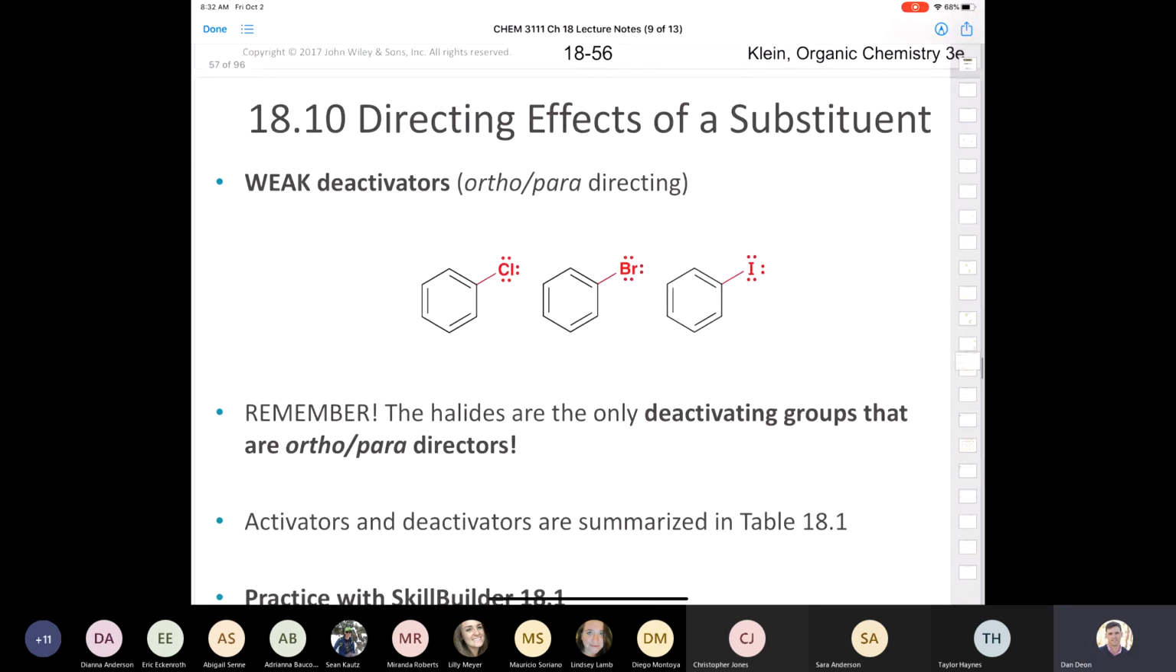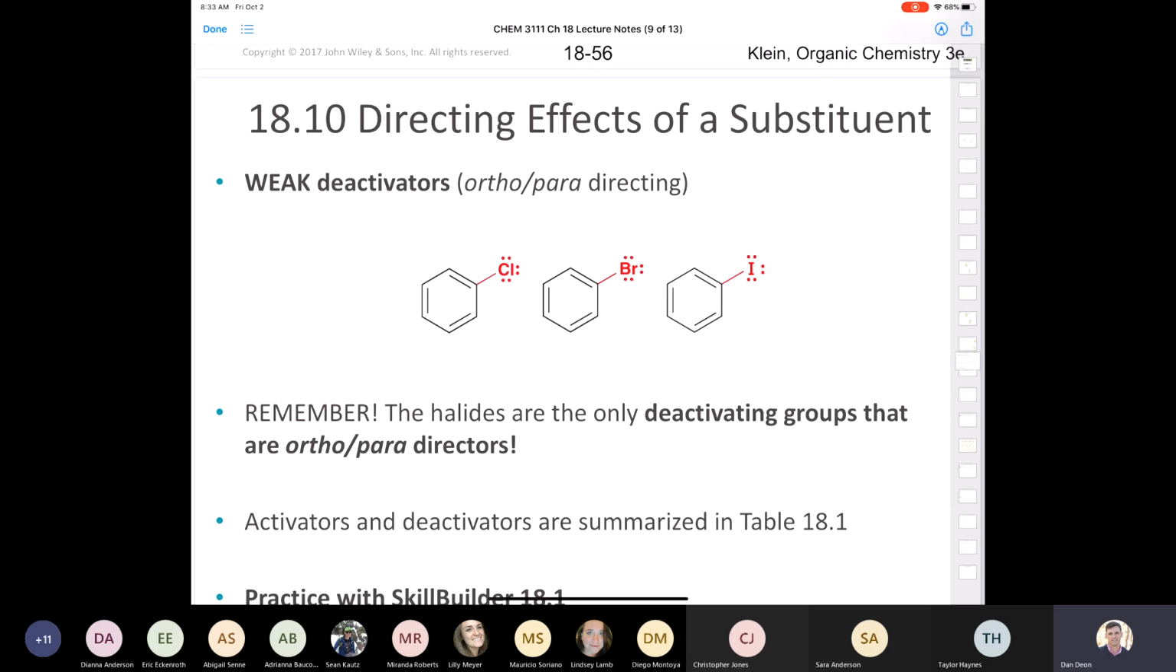Okay, and weak deactivators. Remember, this is the big exception. Here's the halogens. Look, 18.9. One exception to remember, that's the halogens. Weak deactivators, on account of what? Induction, or their electron withdrawing capabilities, because the halogens are electronegative. But they're going to be ortho para directing because of resonance, because they do have that one extra resonance contributor in the sigma complex that we looked at a few minutes ago.